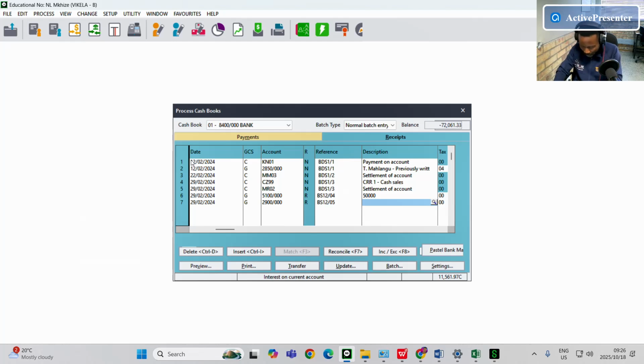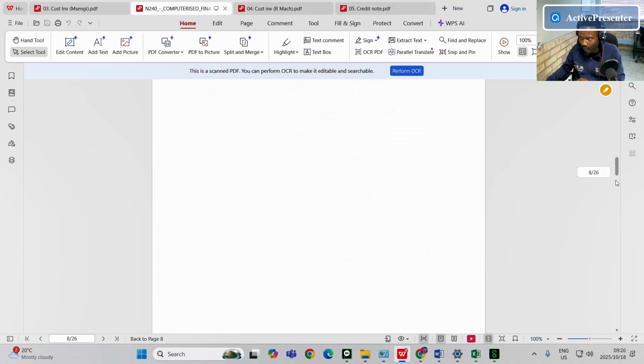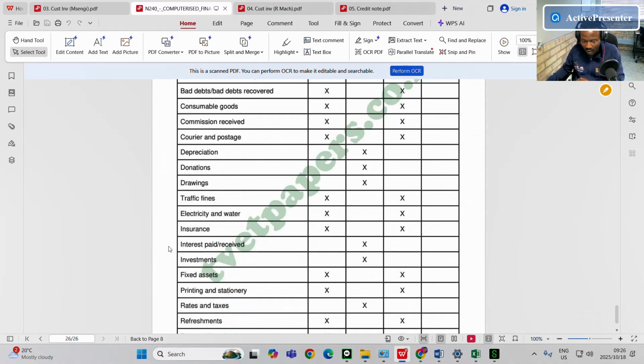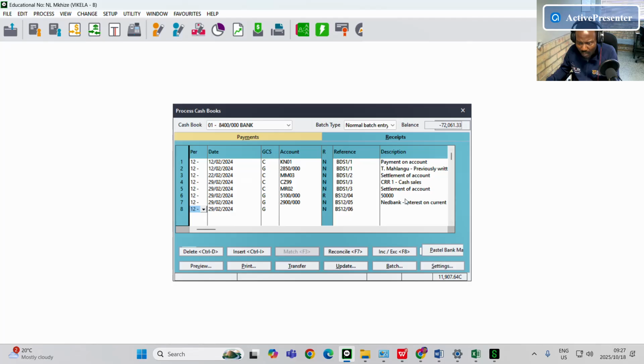Then I'm going to put the name of the bank, which is NetBank, and then interest on current. There is no VAT involved, but you can check. VAT is not charged on interest, but you can check here. Yes, interest paid and interest received. There is no VAT. So we then put the amount, which is, where is the amount? It's 345.67.